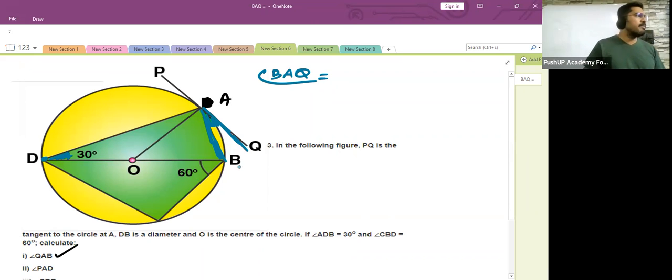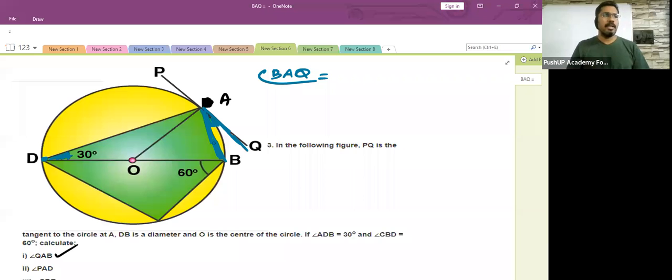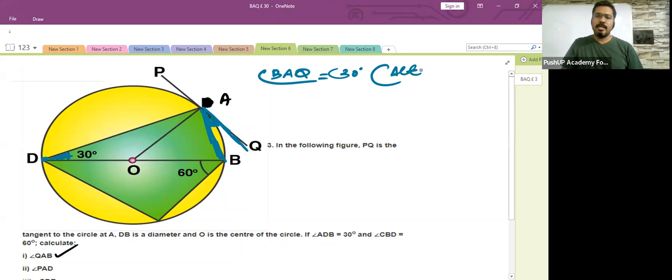Do you remember the property which I taught? The alternate segment property, isn't it? Whatever is the angle created between the tangent and the chord will be equal to the angle subtended by the same chord on the circumference of the circle. Very clearly, I had mentioned it, right? So angle BAQ is equal to 30 degree, and the reason is alternate segment property. This is the last thing which I taught you before winding up the session. Do you all remember?